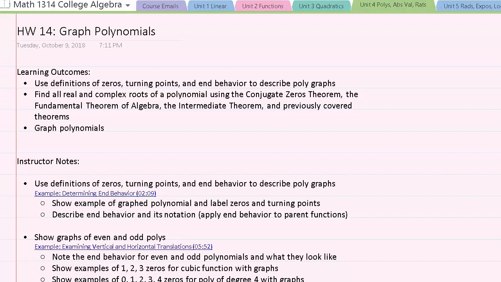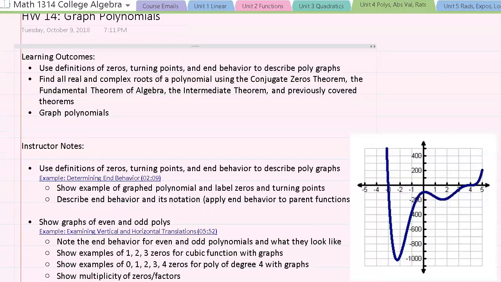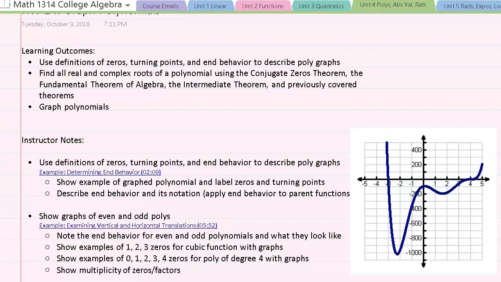First, let's take a look at a graph to visually see the definitions of zeros and turning points. Here we see a polynomial graph, and where the graph touches or passes through the x-axis are the zeros, since when we plug in these x values into our polynomial function, the y value is 0. So we can use the label of zeros and x-intercepts interchangeably.